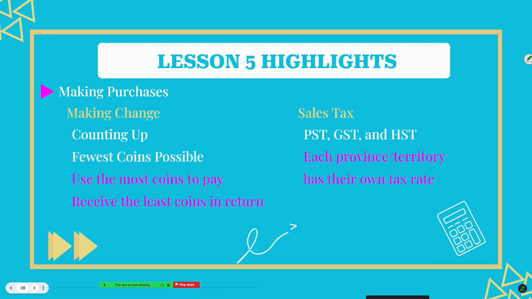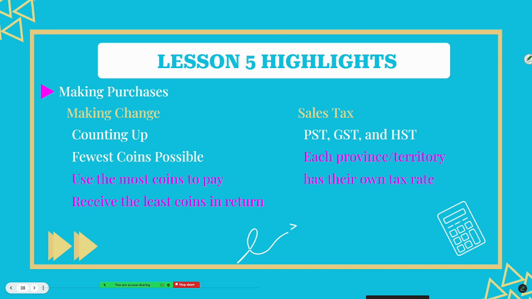And that is it for lesson 5, team. We talked about making purchases. We learned how to make change. We used the counting up method. We learned how to get the fewest coins possible. That sometimes it means overpaying in the sense of paying more than is needed in order to get the fewest coins possible back. We learned how to use the most coins to pay and how to receive the least coins in return.